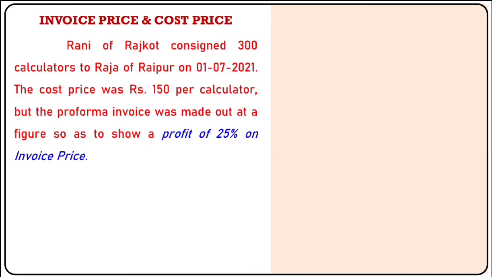Let's do the solution. First of all, find out invoice price and cost price. Rani of Rajkot consigned 300 calculators to Raja of Raipur. Cost price is 150. Invoice price was made out at a figure so as to show profit of 25% on invoice price.